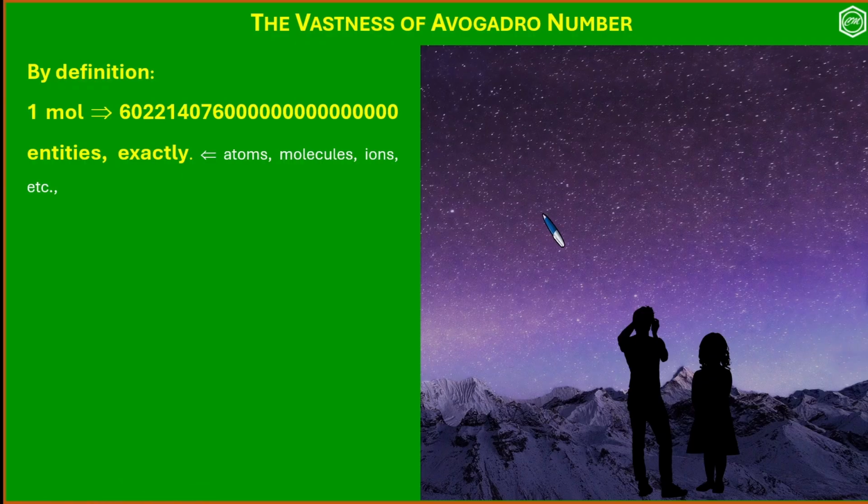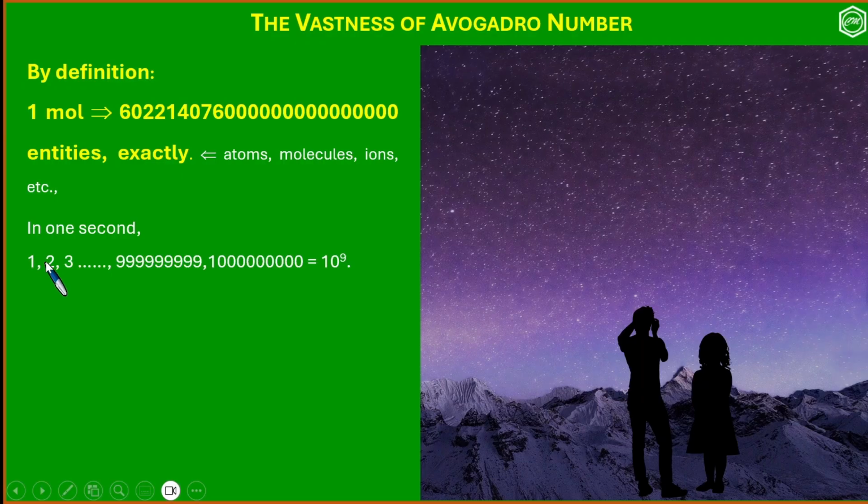But can you imagine the number of stars that may be present in the whole universe? It will be near Avogadro number. You know that a computer can perform billions of counting operations in 1 second, depending on the CPU. Imagine that a computer can count up to 1 billion in 1 second: 1, 2, 3, etc., 9 nines, then 1 billion, that is 10 raised to 9. Now let us calculate the number up to which the computer can count in 1 year.